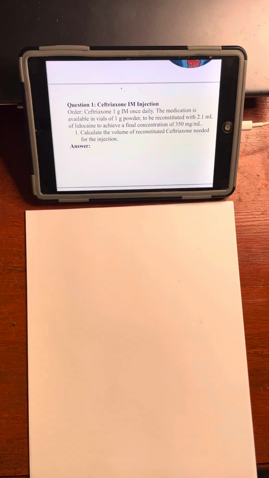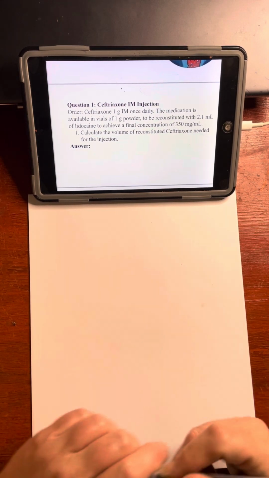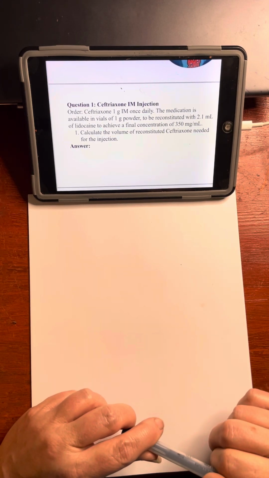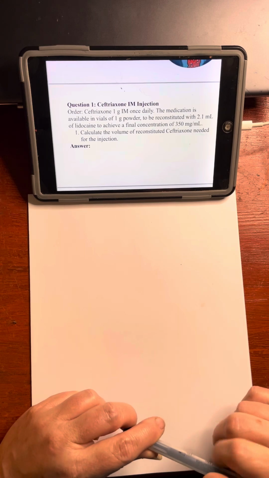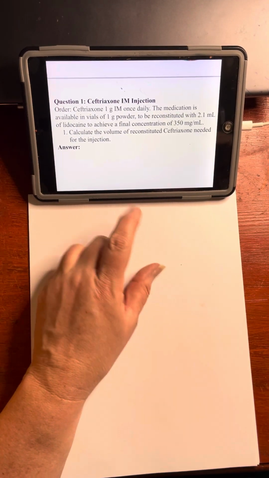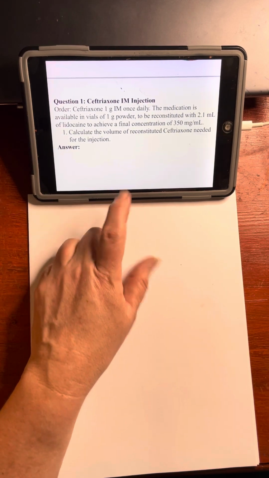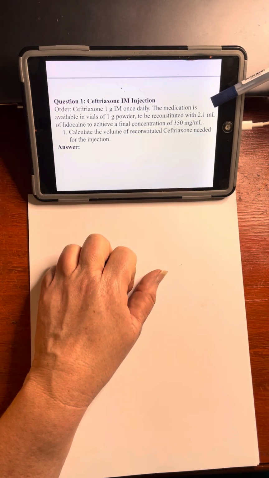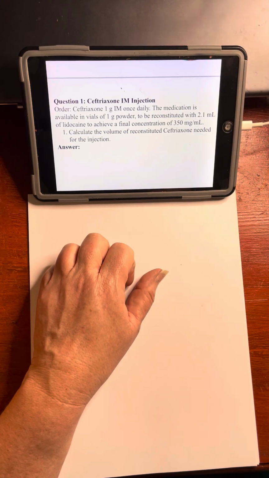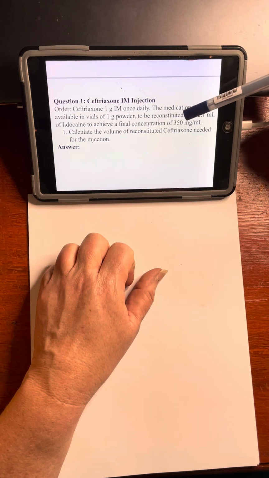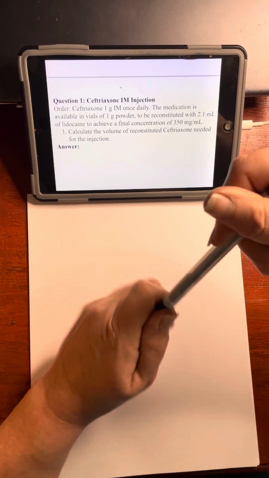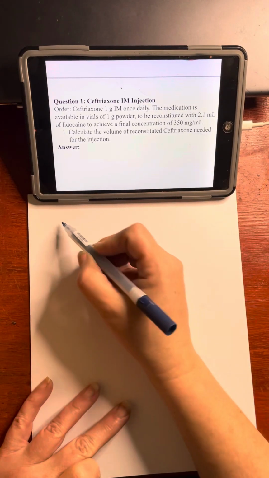Okay, so the order is for ceftriaxone 1 gram IM once daily. The medication is available in vials of 1 gram powder to be reconstituted with 2.1 milliliters of lidocaine to achieve a final concentration of 350 milligrams per milliliter. Okay, so we know what he wants is for them to get 1 gram.